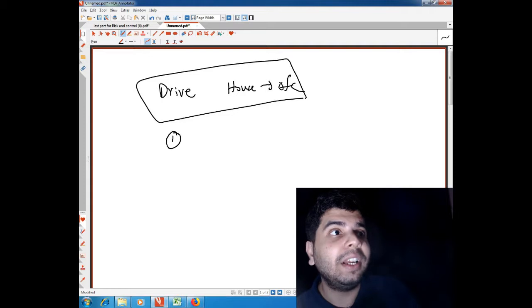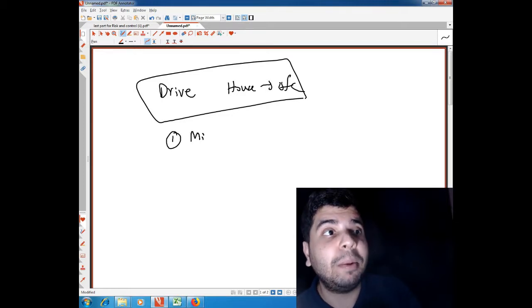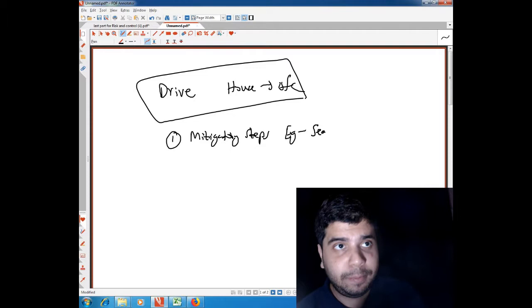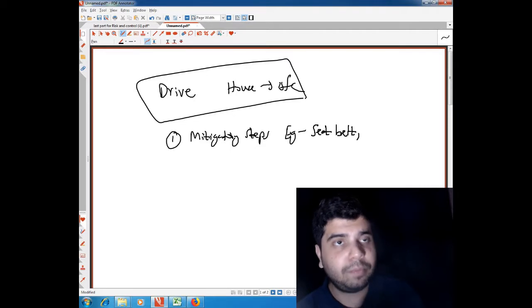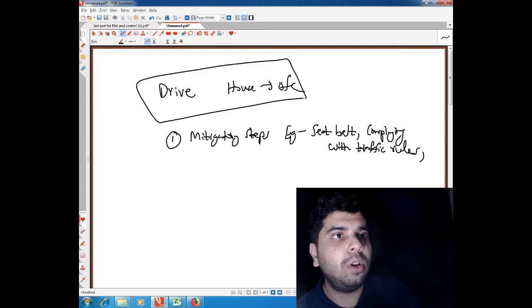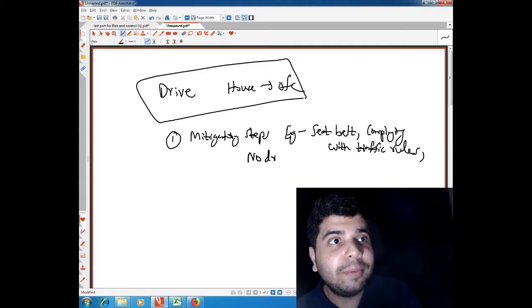So let's say, what are the precautionary steps which you will take while driving a car? Number one thing is mitigatory steps. Example: wearing proper seat belt, complying with the traffic rules, no drunk driving.